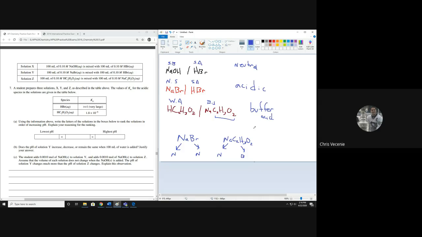Okay. So now you guys know what you're looking at, right? The lowest pH has got to be the one with the strong acid in it, right? So I'm looking at the NaBr with HBr. So that's Y, the lowest pH. It's going to be less than the acidic buffer, which is Z. And the highest pH is going to be the neutral up above. So that's X. So you're looking at Y to Z to X. All right. So we got letter A.